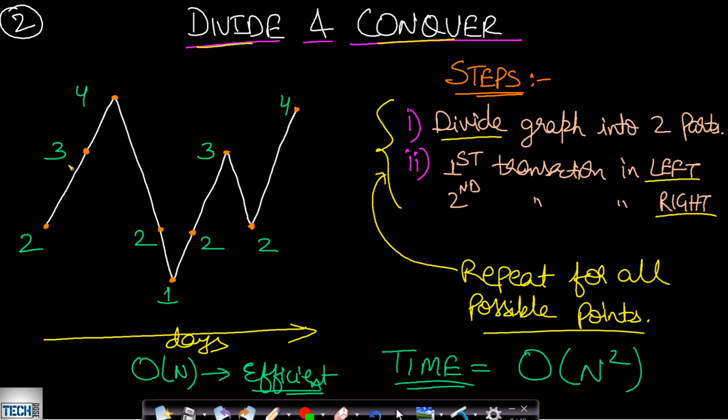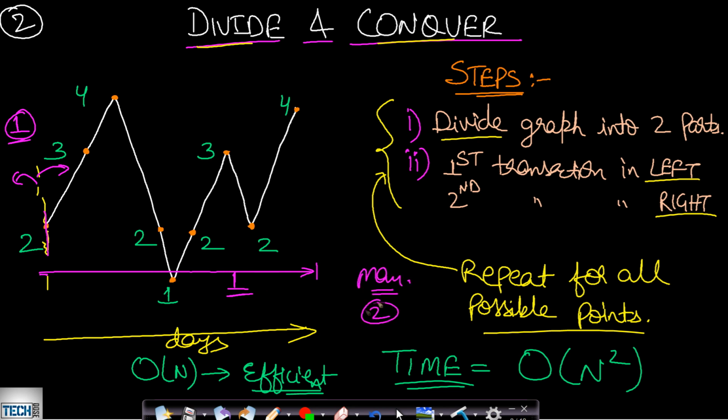So how is this done? Let's say we have divided these stocks into 2 parts. Let's say we are dividing at this 2. Since we have divided at this 2, we will take the left hand side and perform one transaction. We will take the right hand side part from this point entirely till the last point, and we can perform only one transaction. Now we can add the maximum profit from the left transaction and from the right transaction in order to find the total maximum profit including two transactions.